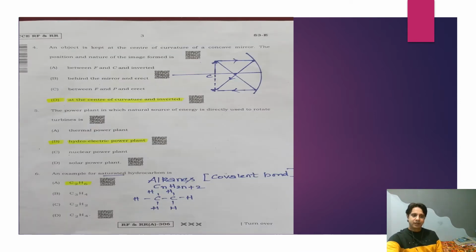Next one, an object is kept at the center of curvature of concave mirror. The position and nature of image formed is. See, when the object is kept at center of curvature, an inverted image is formed at C and also it would be of the same height. So the image is formed at the center of curvature and it is inverted.